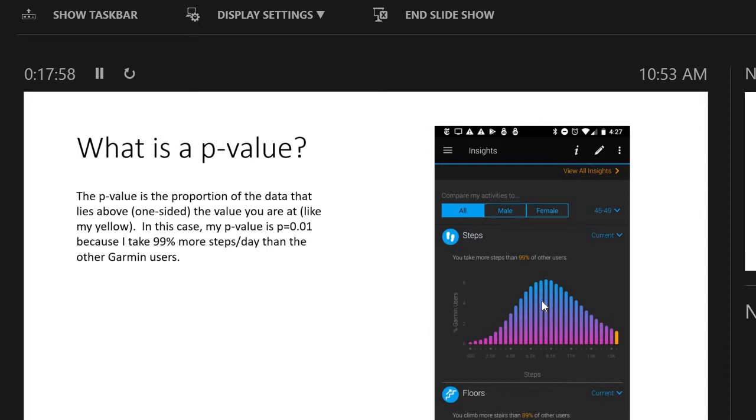So if you were at the 60th percentile, you would say that you're not different? If I'm at the 60th percentile, if 60% of the data is below me, yeah, probably not different. The p-value would then be 0.4, right? Yeah, 0.4 is above me. That's not a significant p-value.